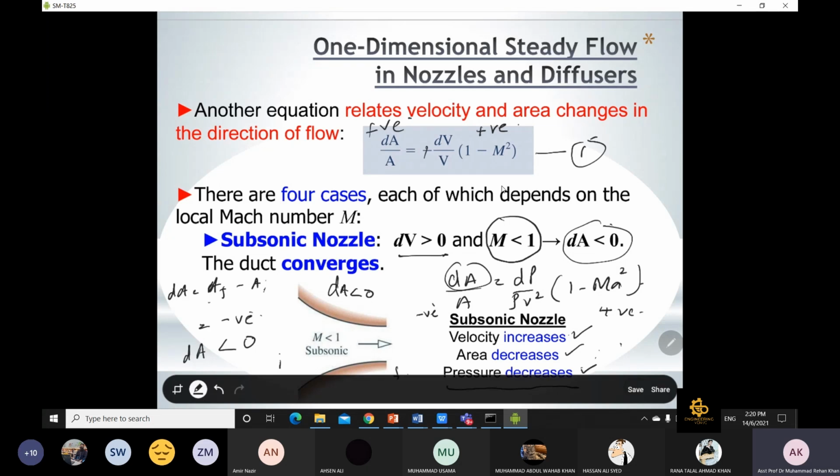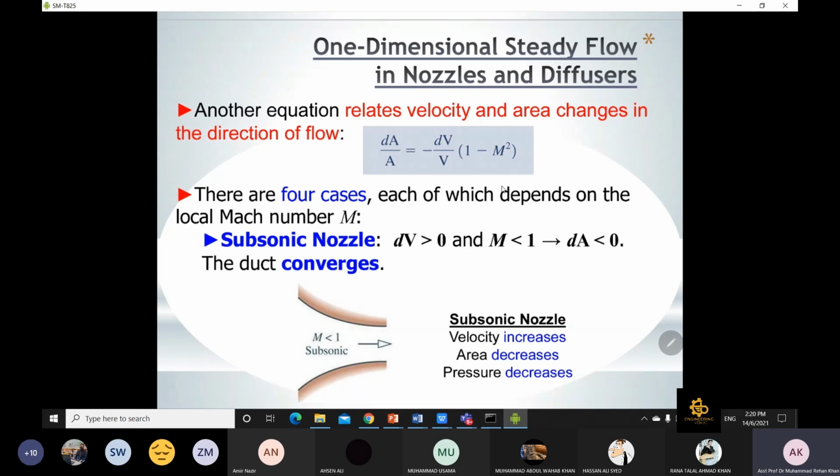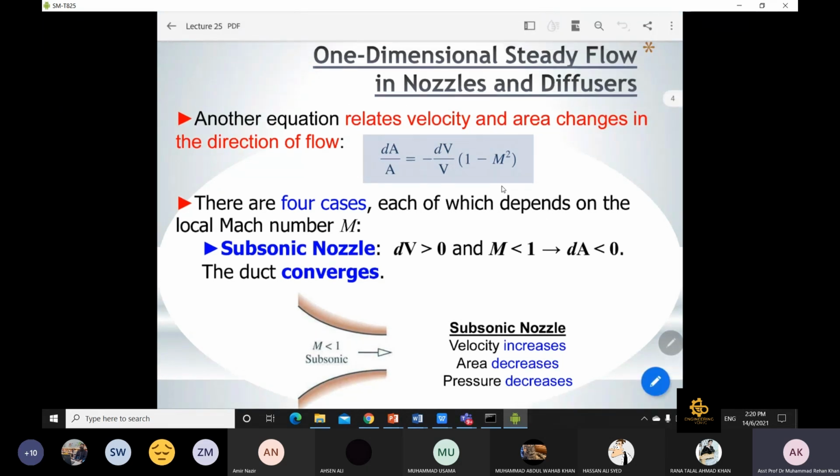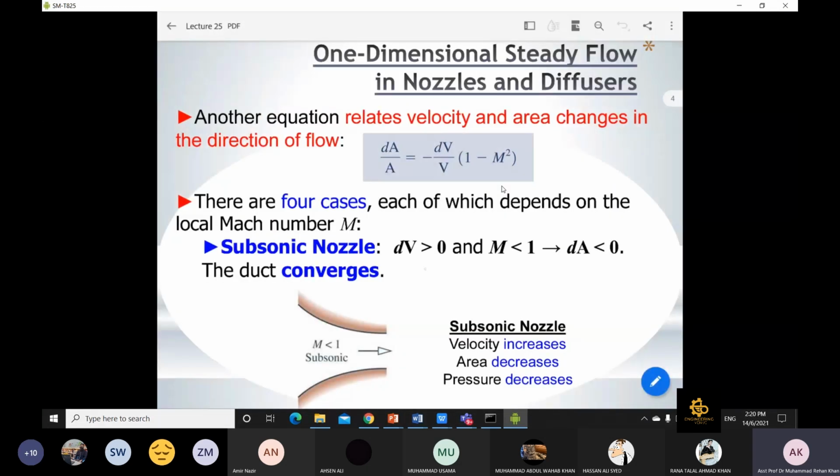Another important thing is that in the case of your subsonic nozzle, due to the decrease in pressure, temperature also decreases and density also decreases. How do we get to know? Because this is an isentropic case, you can just apply this equation: T2 divided by T1 is equal to (P2 divided by P1) to the power (K minus 1) divided by K, which is equal to (rho 2 divided by rho 1) to the power (K minus 1).